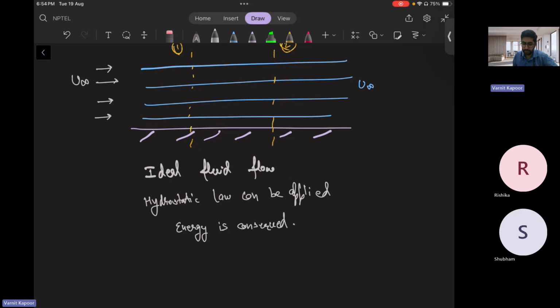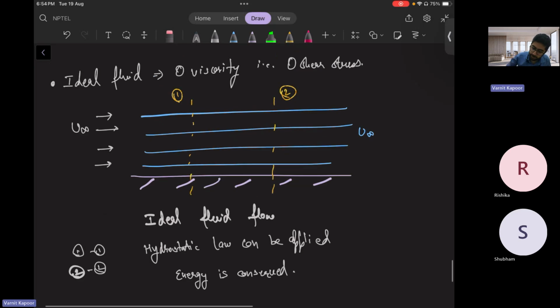Now the question might come: what is hydrostatic law? To calculate the pressure value, I should write here between section 1-1 and 2-2. Between these sections, energy is conserved and hydrostatic law can be applied between them. Here 1-1 means like this, and 2-2 like this.